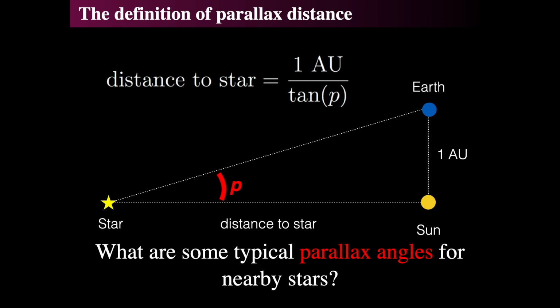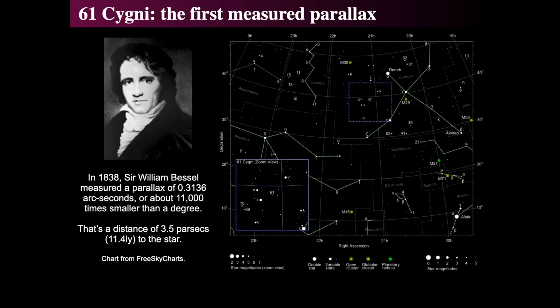But it's well known since antiquity that no one can see this with the naked eye. It's one of the most difficult measurements to actually make. And in fact, it took until 1838 for Sir William Bessel to measure the first parallax. It's about 1/3 of an arcsecond, or 11,000 times smaller than 1 degree.